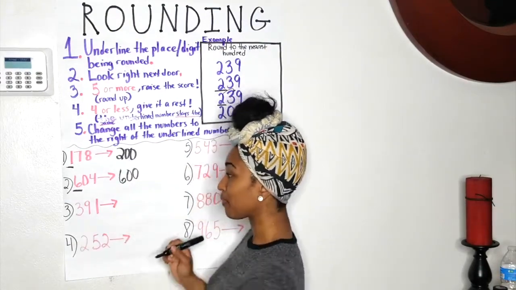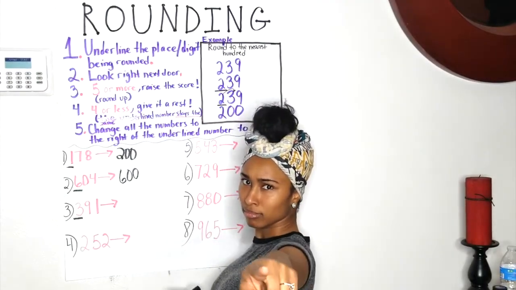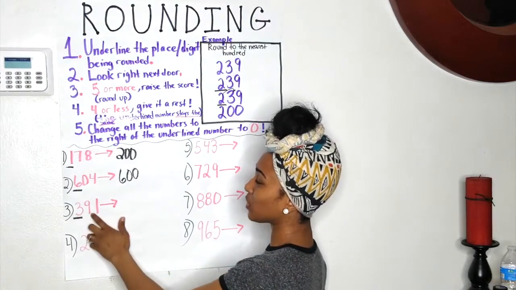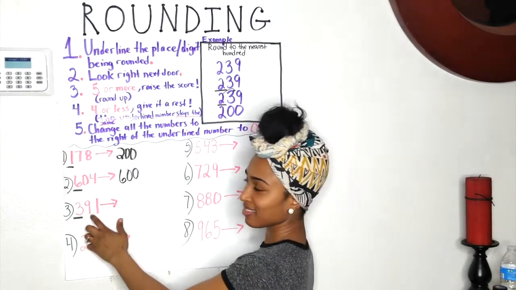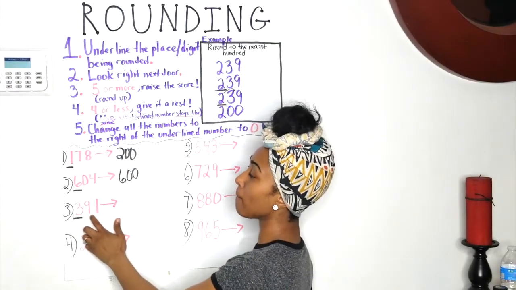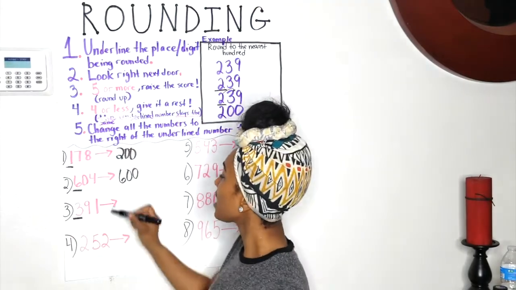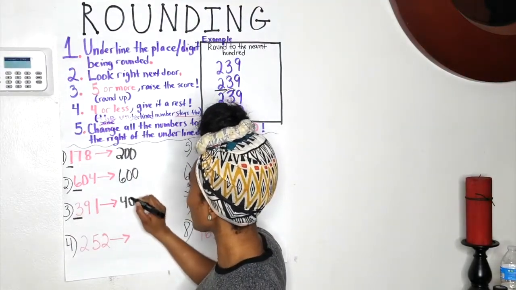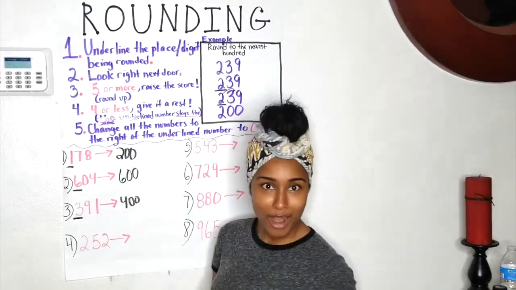Now number 3, underline my digit that I'm rounding. Ooh, you missed it. All right, now let's look right next door. Is it 5 or more, or is it 4 or less? It's definitely 5 or more. It's more than 5. So 5 or more, raise the score. So I'm going to round up in my hundreds. My next 100 is 400. Round up to 400.